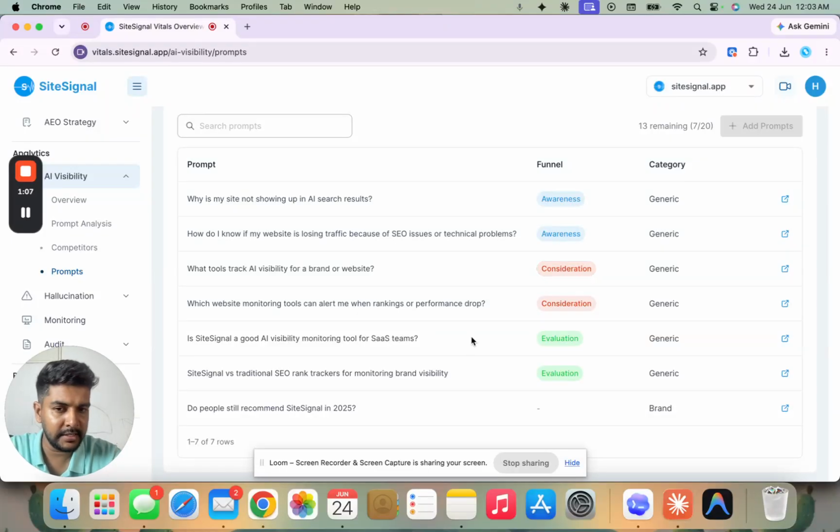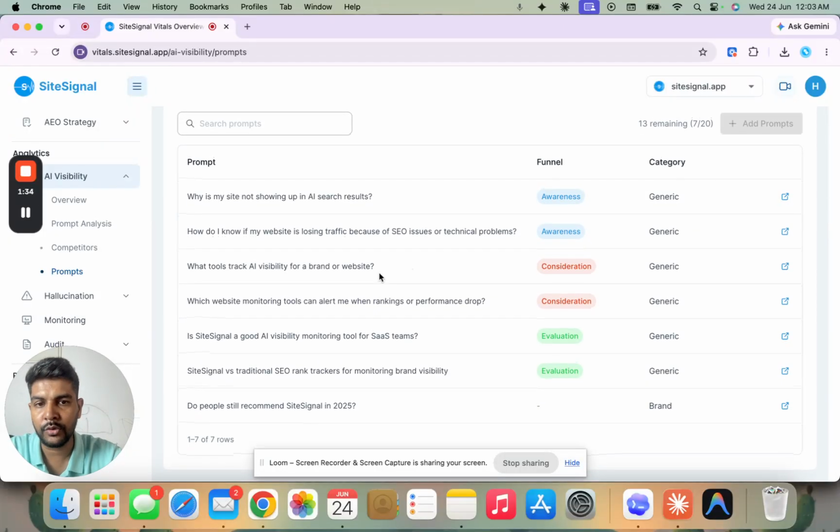And then finally they might find a name. Let's say they found SiteSignal as an AEO strategy tool. Now they are checking whether that tool is a good tool or a bad tool. So that's the evaluation stage. Those three stages are critical for any business. We are allowing any account to add about 20 prompts. Generally, when you are starting out, 20 prompts is more generous. Down the line, our plan is to give you more prompts, but at the moment, we are giving 20.